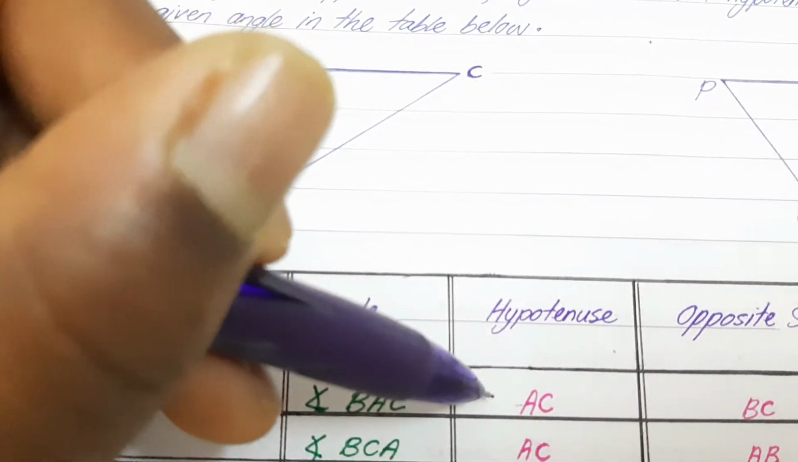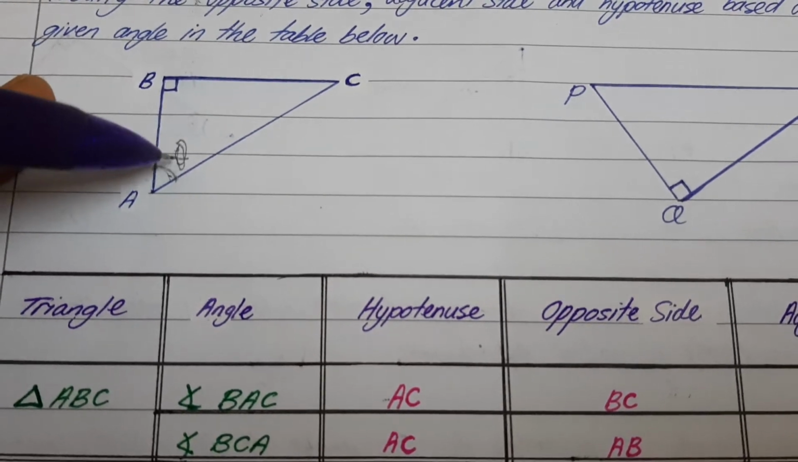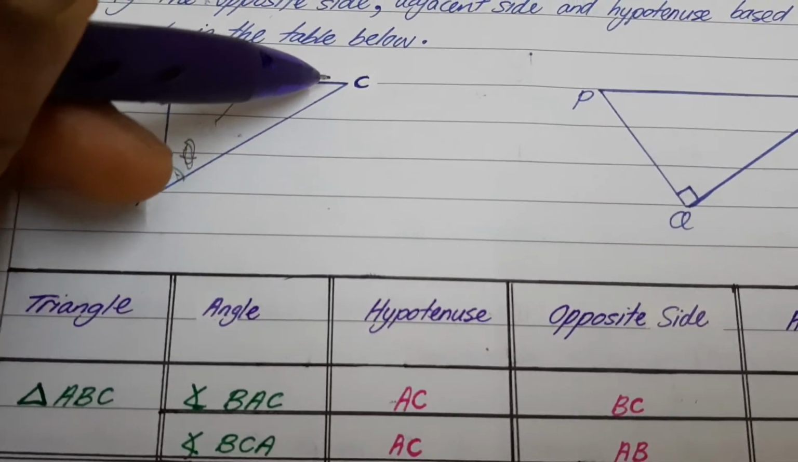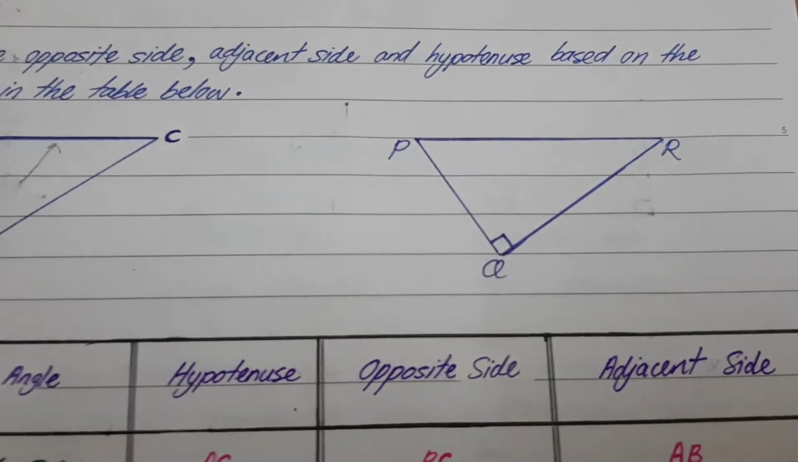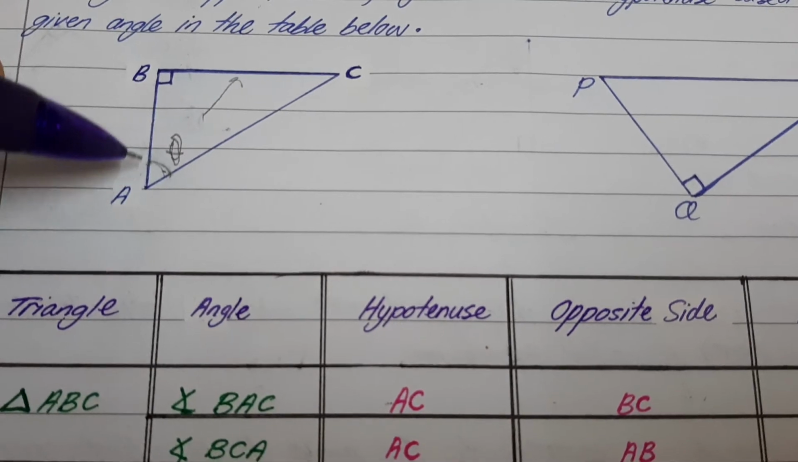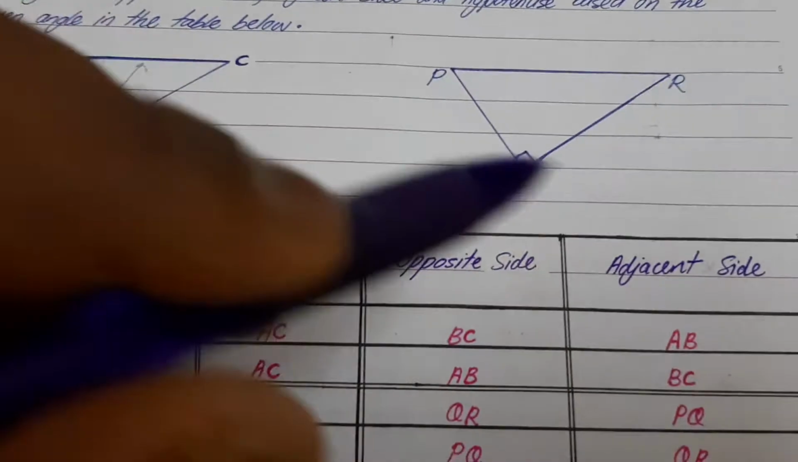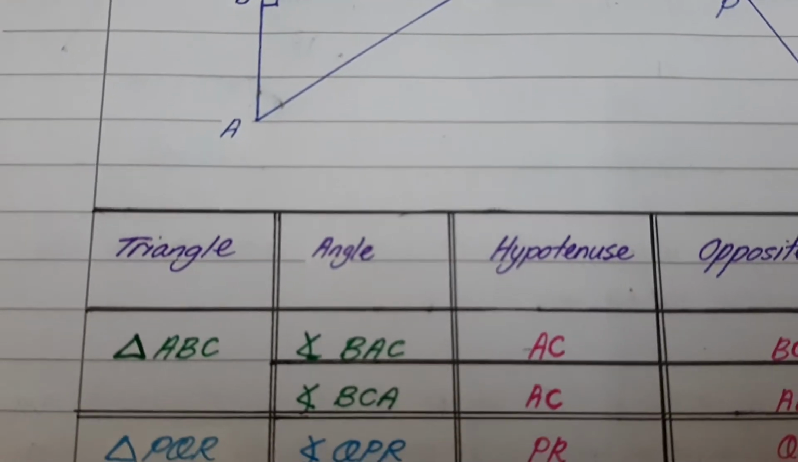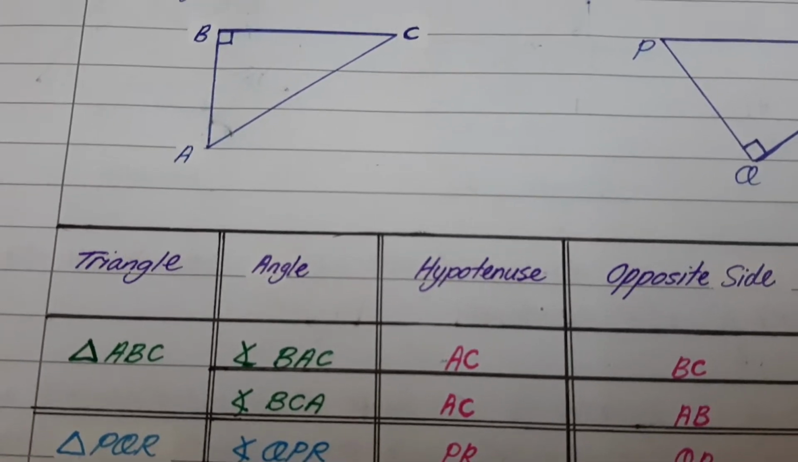So you write AC. Then the opposite side: since the angle is here, the opposite is line BC, so I write BC. And then the adjacent side is the line beside the angle, so it's line AB, therefore I write AB. Can you understand?